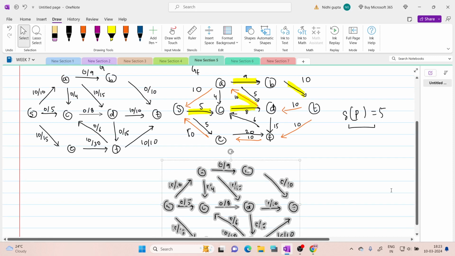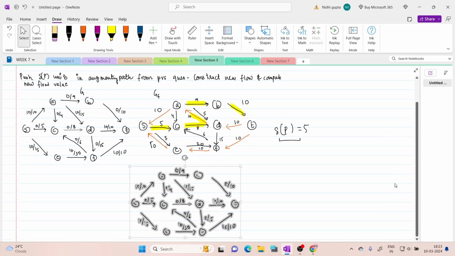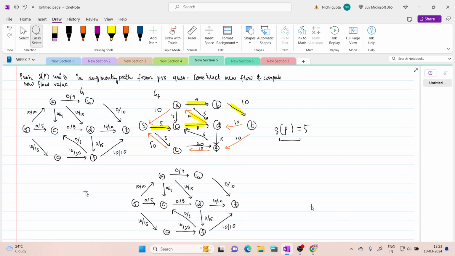So how to construct that new flow? We have to take 5 in SC. Yes. So basically now what we have to do is change the flow. All the edges which are appearing in the augmenting path will have a changed flow value. Rest of the edges will have the same value. So in this augmenting path, the first edge is SC, and we see that SC is a forward edge. So what will be the new flow value for SC? 5 by 5, because it is a forward edge.